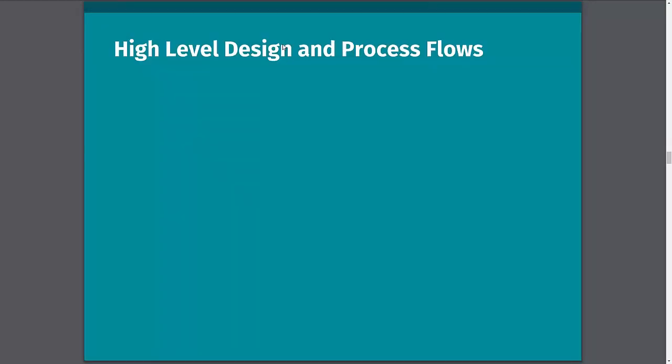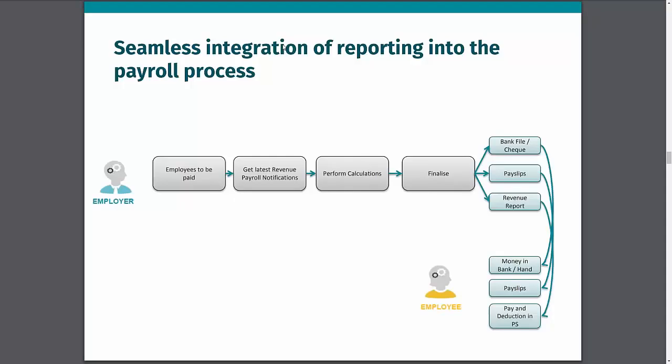So in terms then of how that's going to change and how the new system is going to operate, as an employer, you will now go as if you're going to do your payroll as normal. You will get your latest Revenue payroll notifications, which will seamlessly integrate with your payroll. You will then perform your calculations as you normally would and finalise your payroll. You'll create your bank file or your cheque payments. You will also create your payslips, and then at the same time that report will seamlessly come to Revenue.